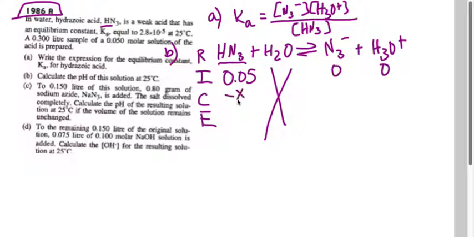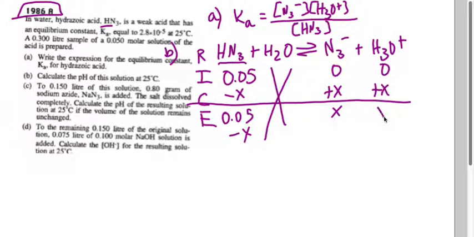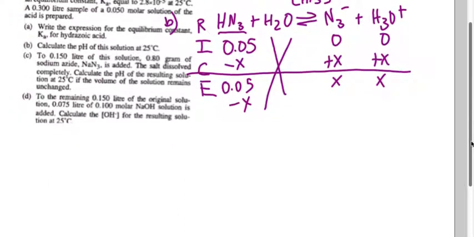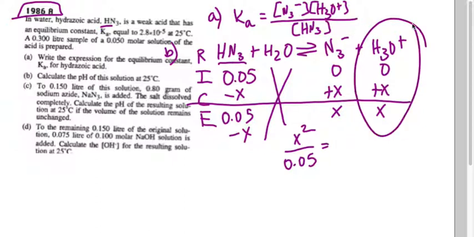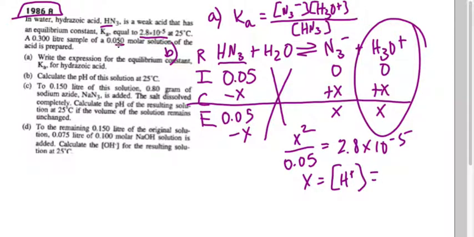So we're going to shift right. 0.05 minus X, and X. Okay, so we set up, we have our Ka up there. My expression is X squared over 0.05. What does that equal to, Ka or Kb? Ka, so I got a Ka. It is 2.8 times 10 to the negative fifth. My X, which is equal to my H plus, let's go with, I don't care about the K, but that's going to dictate 2 sig figs.